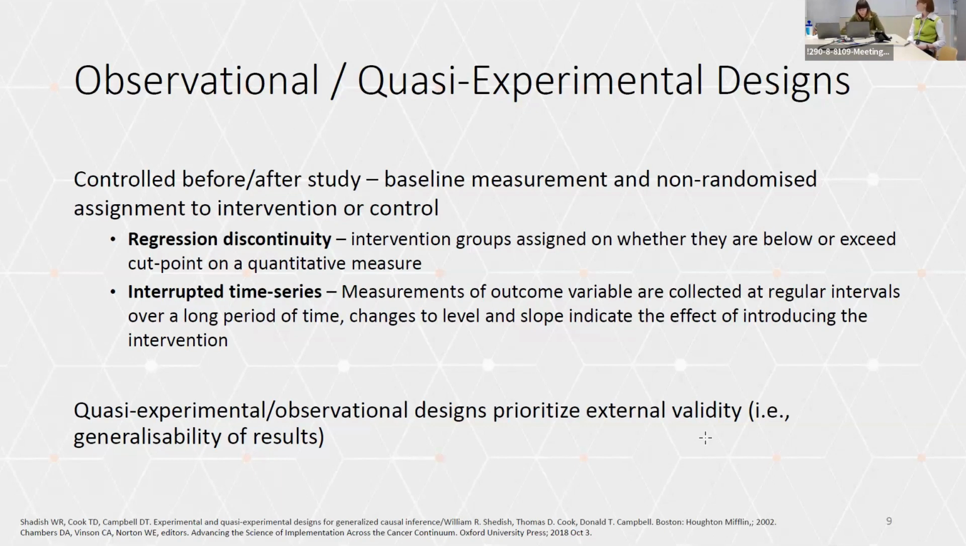So, I'll walk through these. Quasi and observational designs prioritize external validity. So your results are going to be more generalizable to a real world setting. Whereas a randomized controlled trial is more of a controlled experiment.